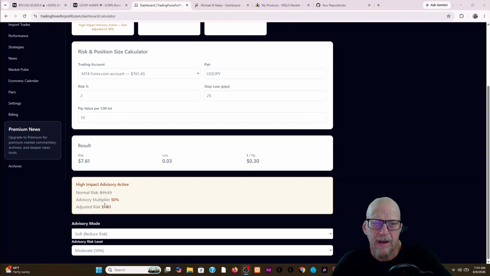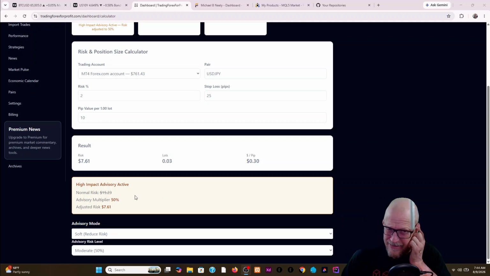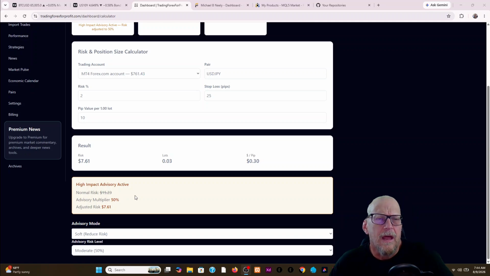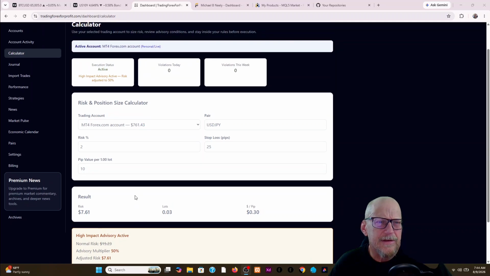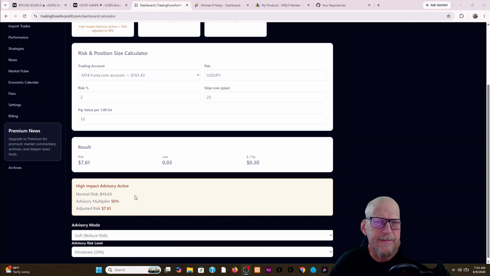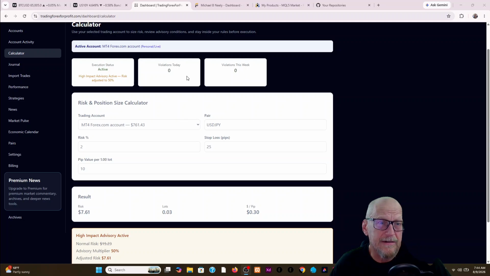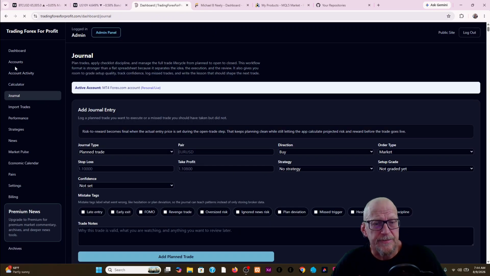I'm not sure if that applies on the calculator though, because I'm rethinking this whole thing a little bit. If you're in the high impact advisory, it's going to alter how you trade. And it's implying that the brokerage account is connected to this platform, and the brokerage account is not connected to this platform, probably never will be, because it's a journal. It's built to be a journal.